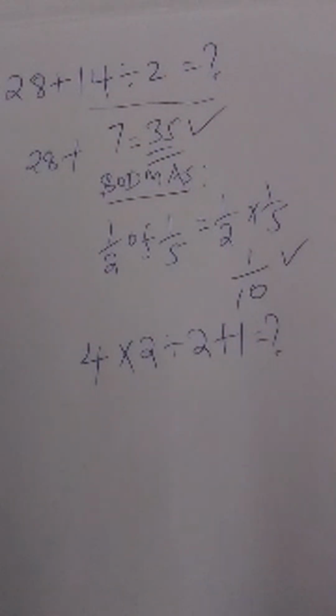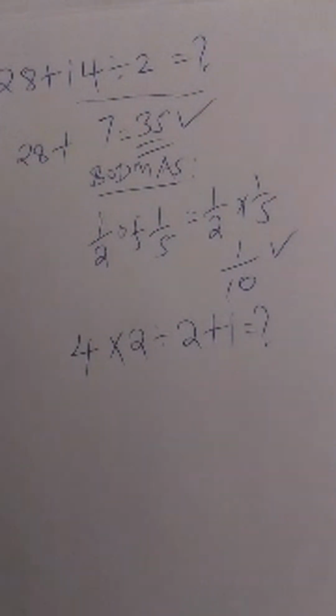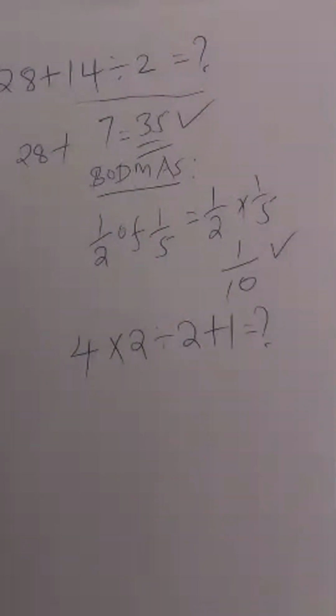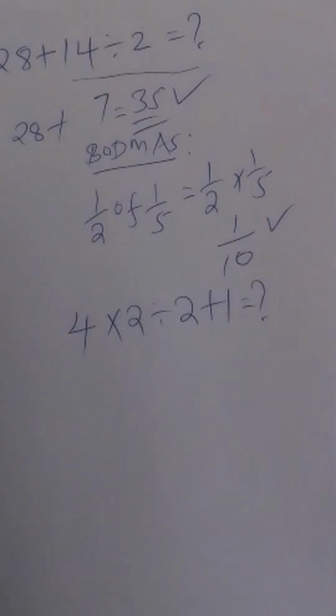Oh, Ken, you're saying you are in grade 3. Oh, that's nice. This one is, I think, for grade 6. For grade 6, you will be able to get this particular problem. So it's good for us to learn. So we have 4 times 2 divided by 2 plus 1. So how are we going to work out this?